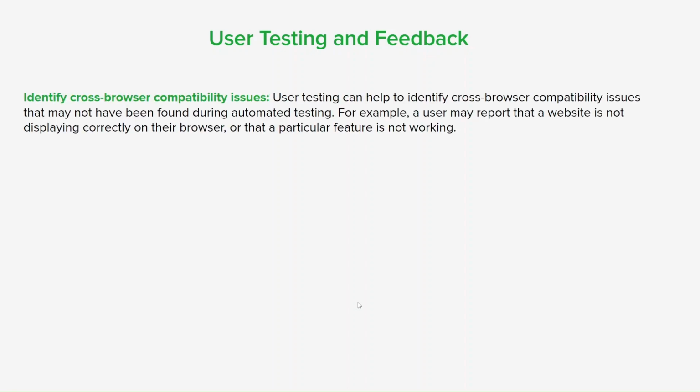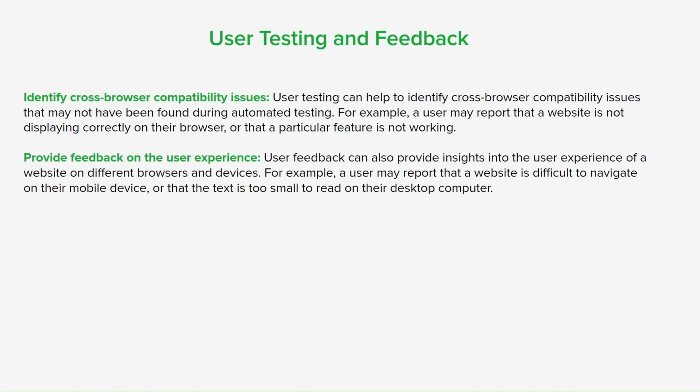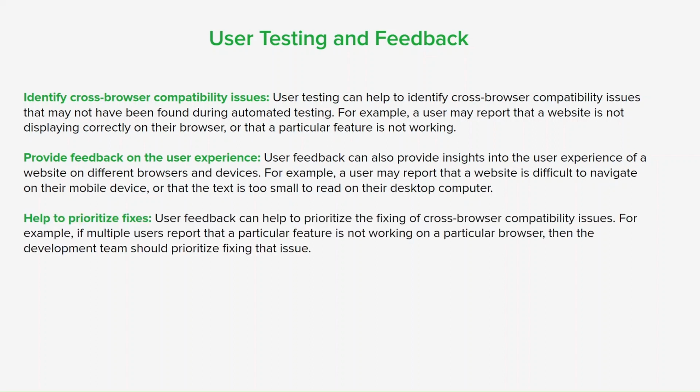So user testing and feedback is another method that can help with cross-compatibility testing in a lot of ways. First up, it can identify cross-compatibility issues. User testing can help identify cross-browser compatibility issues that may not have been found during automated testing. So a user may report that a website is not displaying correctly on their web browser, or that a particular feature is not working. User feedback can also provide insights into the user experience of a website. For example, a user may report that a website is difficult to navigate on their mobile device, or that the text is too small to read, etc.